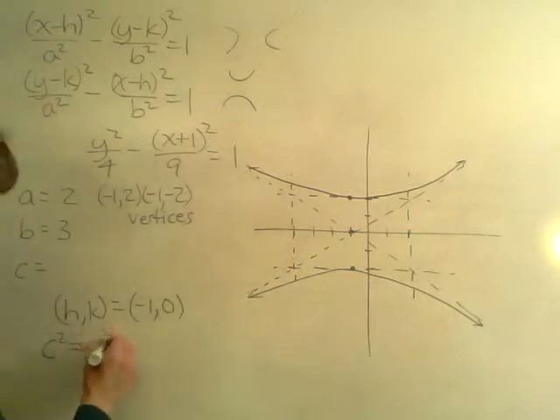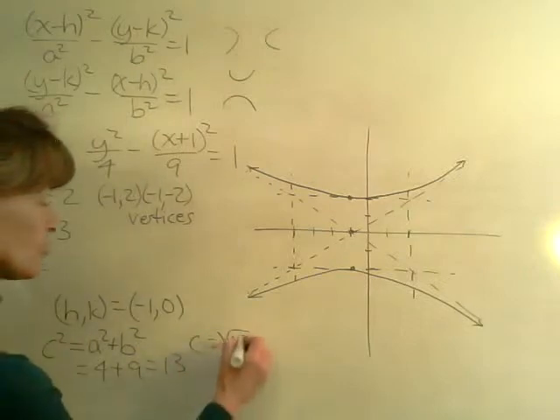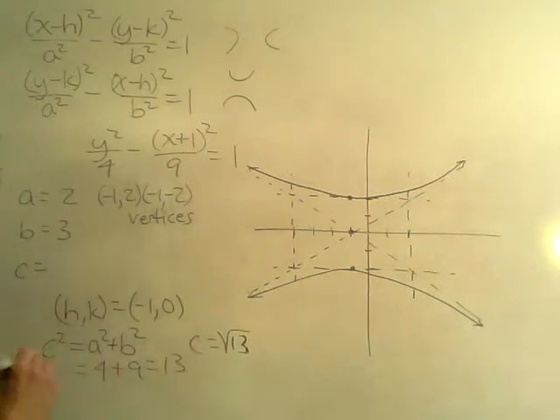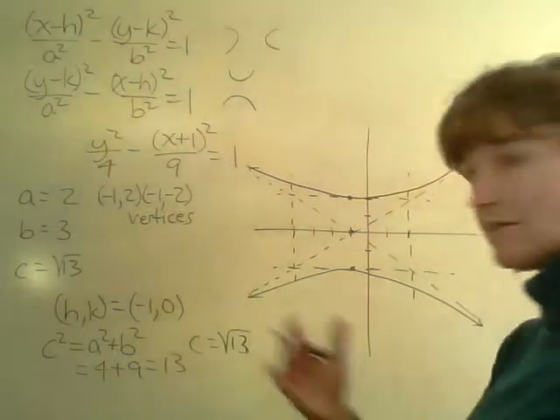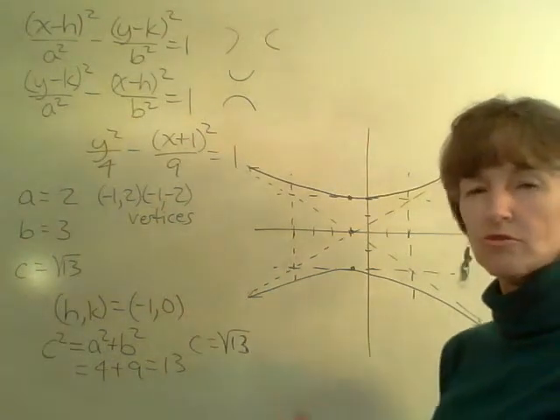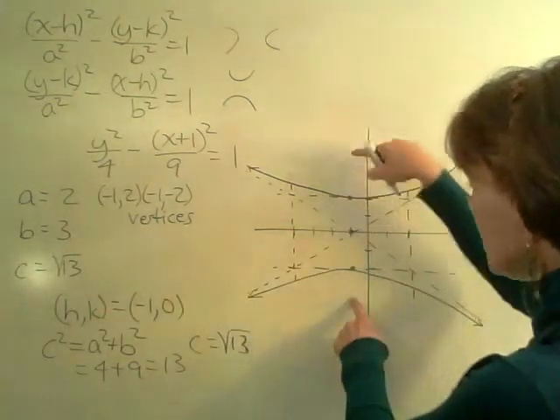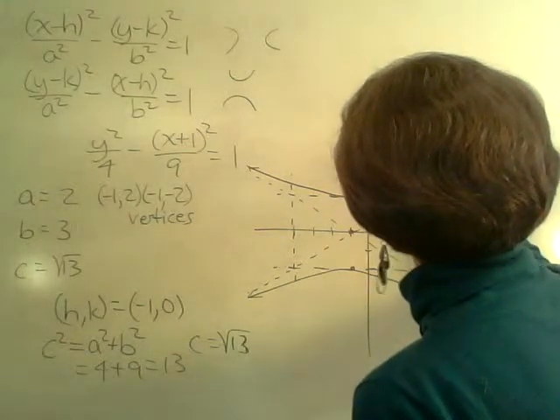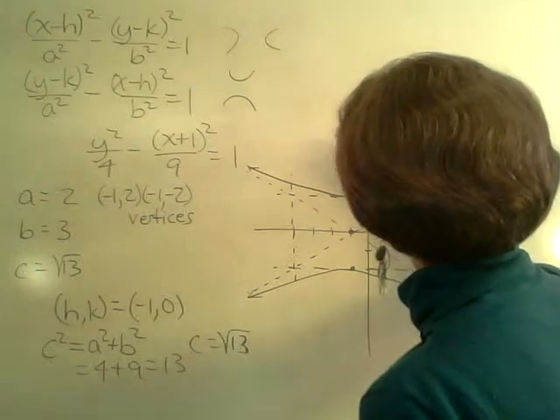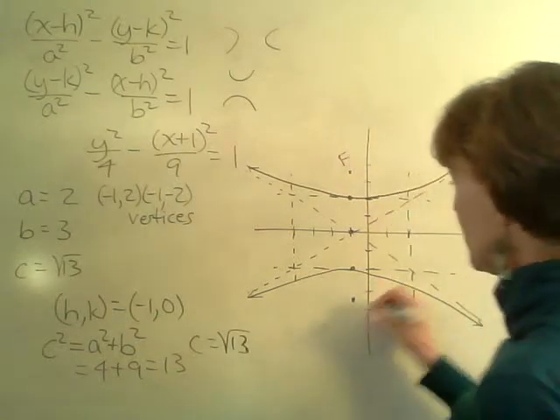C squared equals a squared plus b squared. Well, a squared is 4, b squared is 9. So this is 4 plus 9, which is 13. So c is the square root of 13. Well, the square root of 13 is roughly between the square root of 9 and the square root of 16, so between 3 and 4. So let's just estimate around 3.5. So I'm going to go 3.5 units up or down from the center to get my foci. So 1, 2, 3, so here's about 3.5. So this is one focus, and then 1, 2, 3, and here's the other, about 3.5.